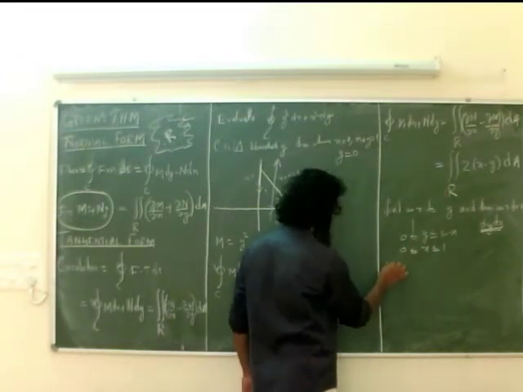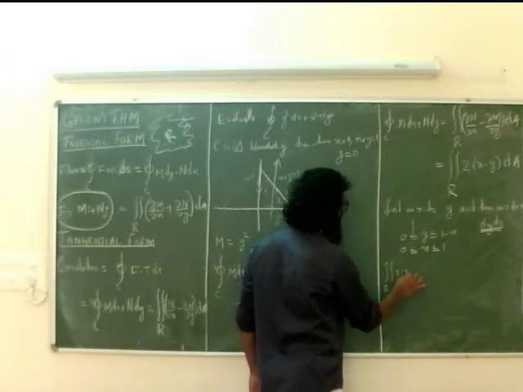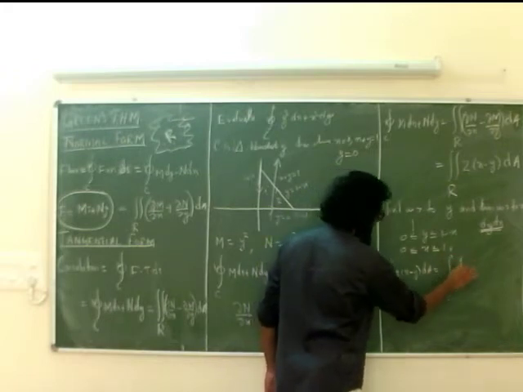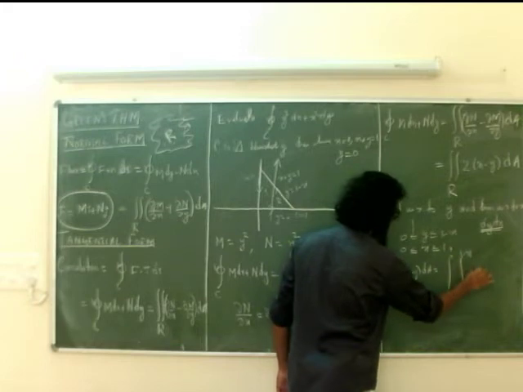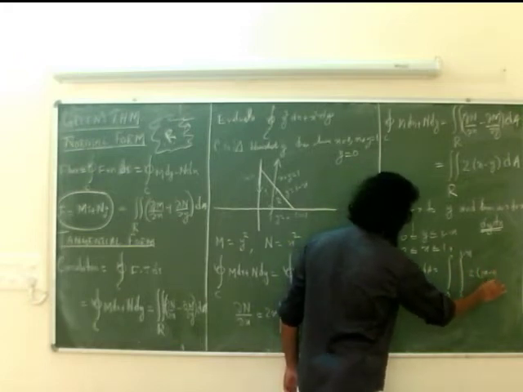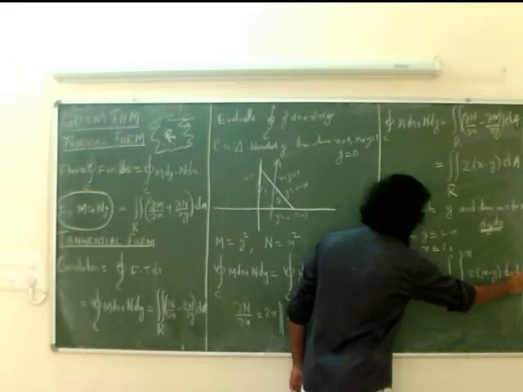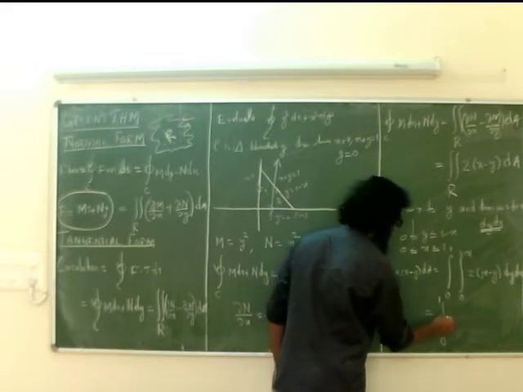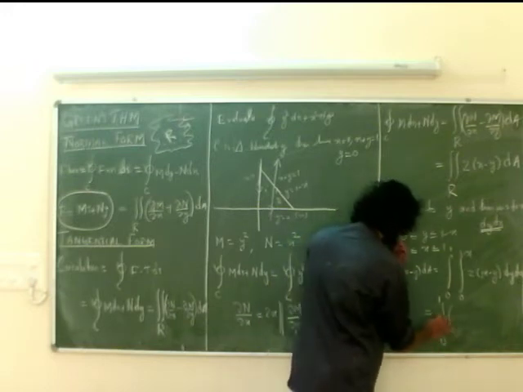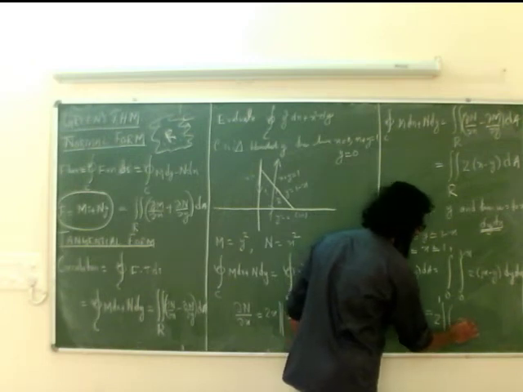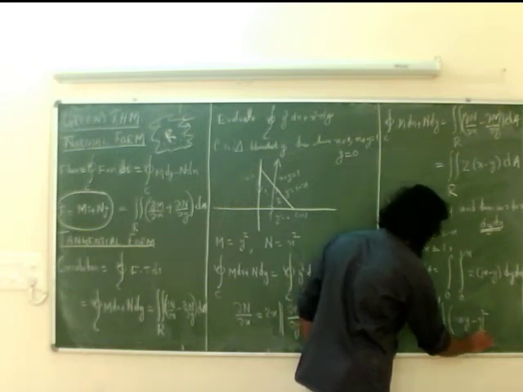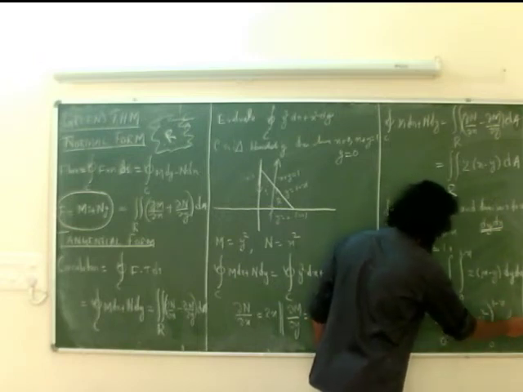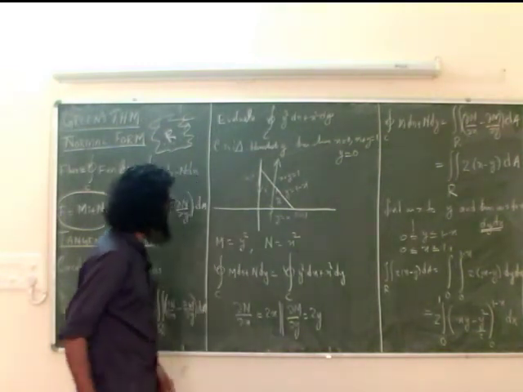So the double integral over R of 2 times (x minus y) dA is equal to the integral from 0 to 1, integral from 0 to 1 minus x, of 2 times (x minus y) dy dx. Now this is equal to the integral from 0 to 1. I can put the constant 2 outside. It is xy minus y square over 2, from 0 to 1 minus x, dx. So let us substitute the limits.